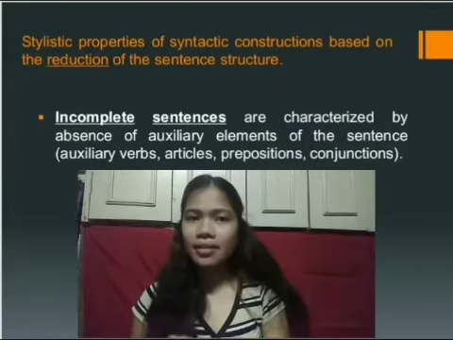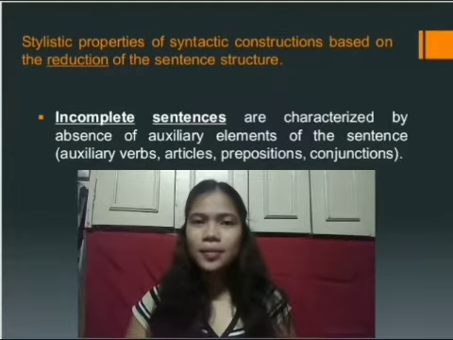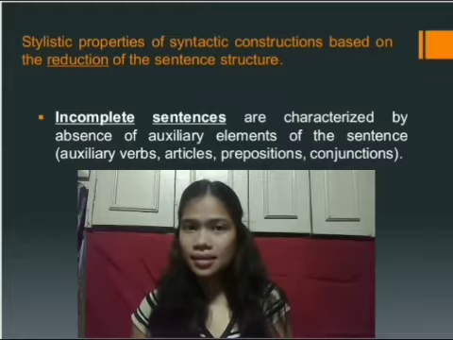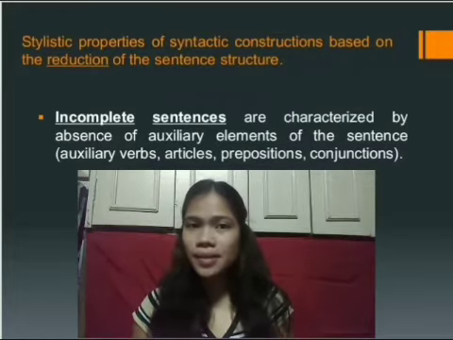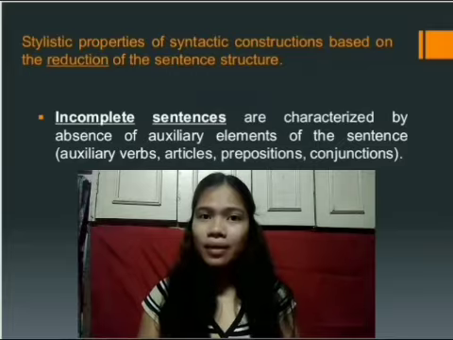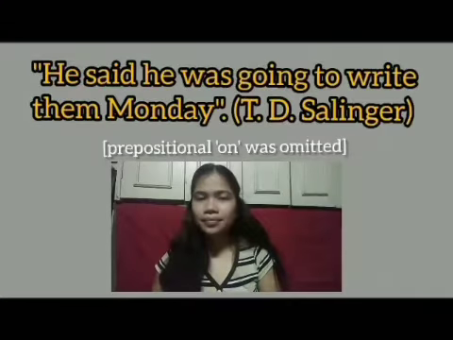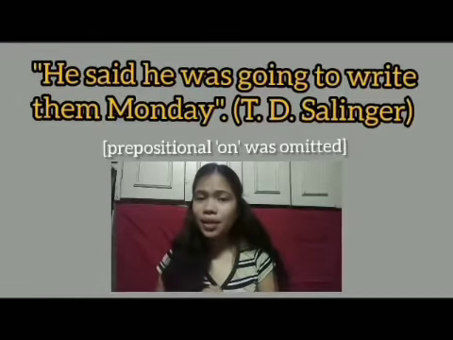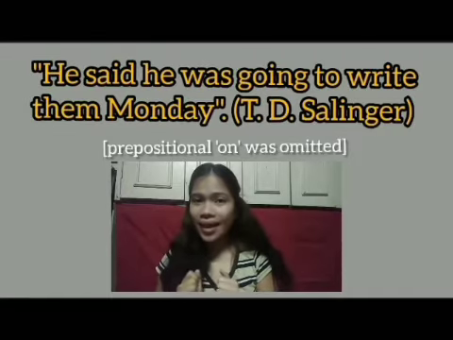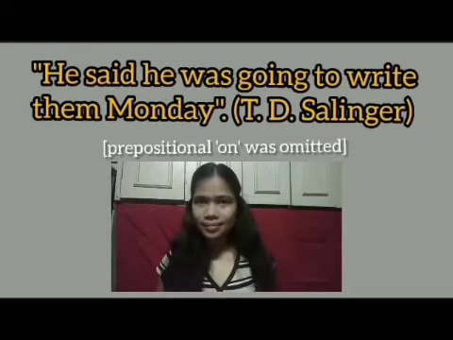Next is the incomplete sentences. Incomplete sentences are characterized by the absence of auxiliary elements in the sentence, such as auxiliary verbs, articles, prepositions, and conjunctions. All these elements are often dropped in informal oral communication. Example: He said he was going to write them Monday. So the preposition on before the word Monday was omitted.